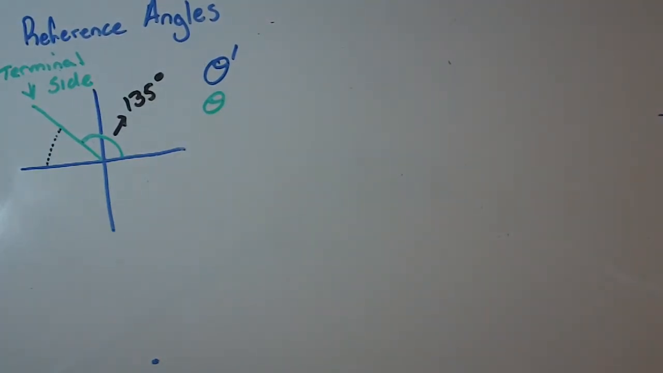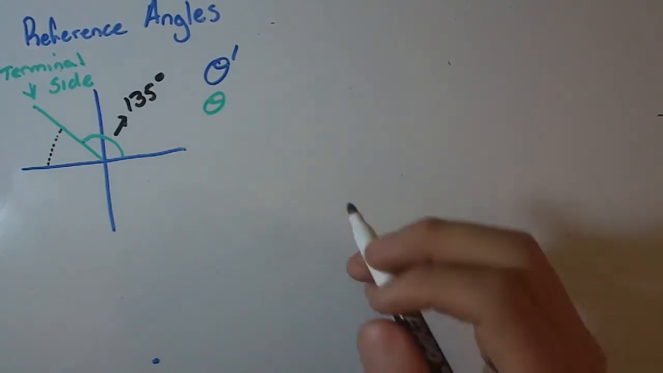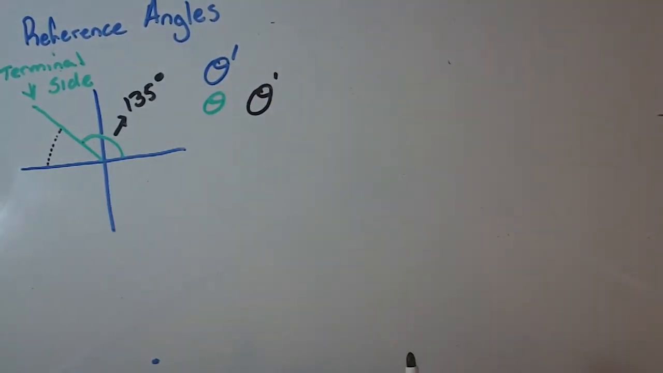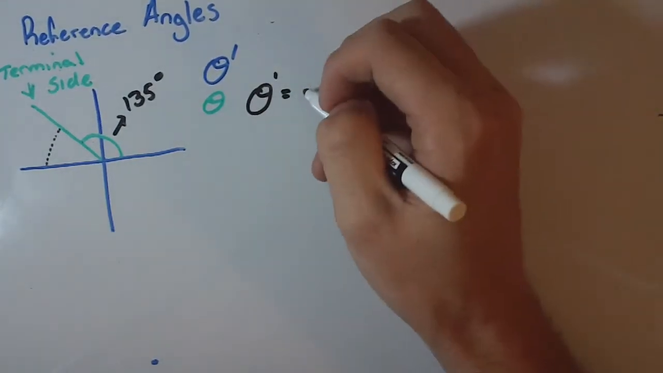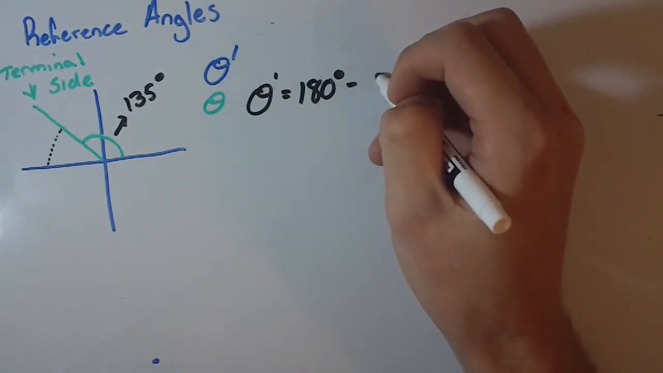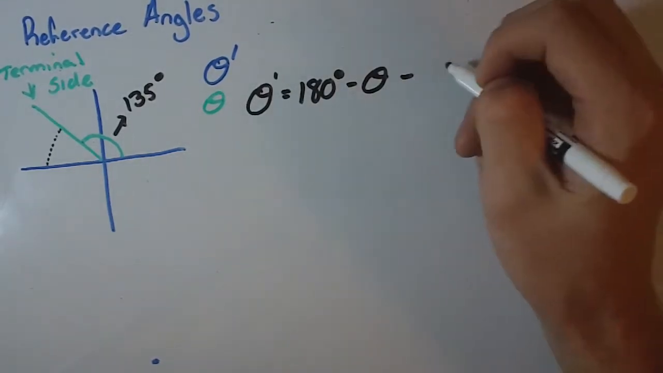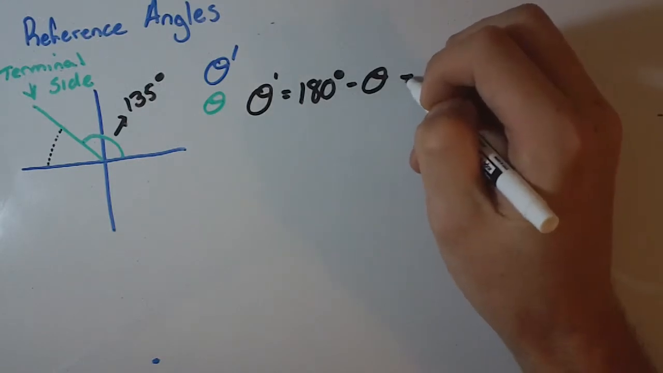Now to find that, in quadrant number 2, we have a little formula: theta prime equals 180 degrees minus our angle theta. And so that is for quadrant number 2.